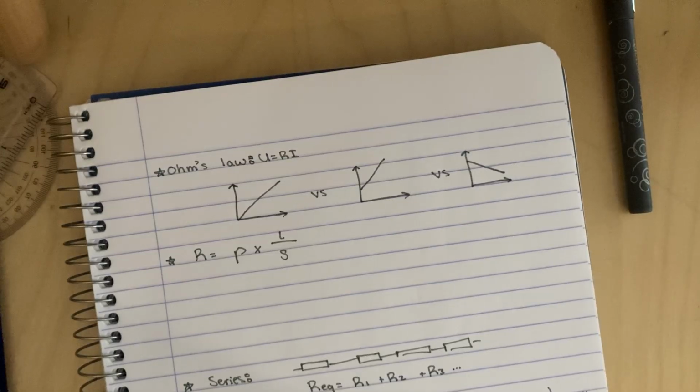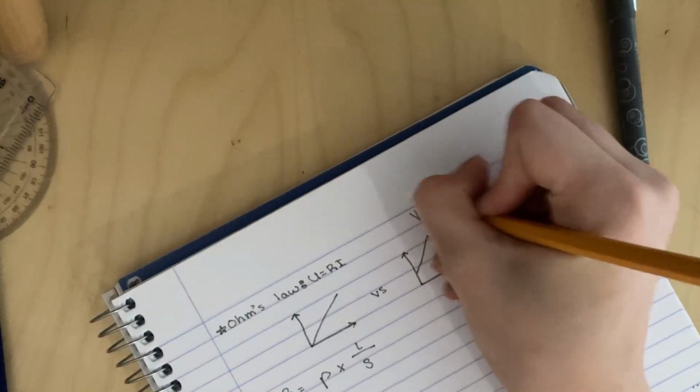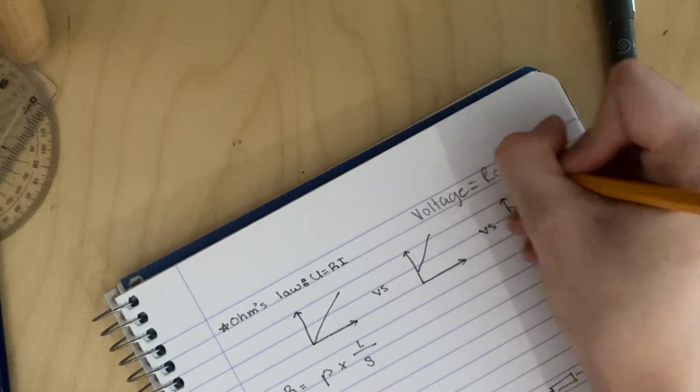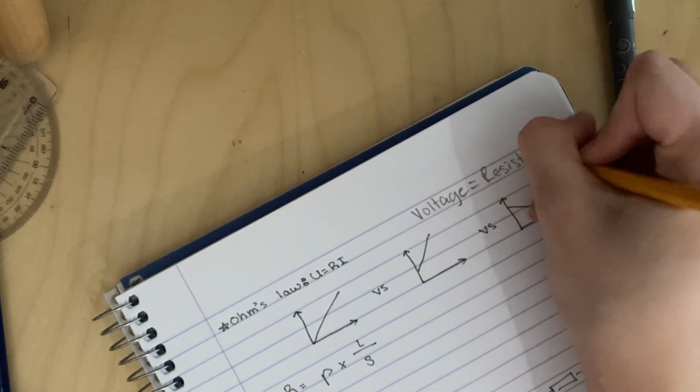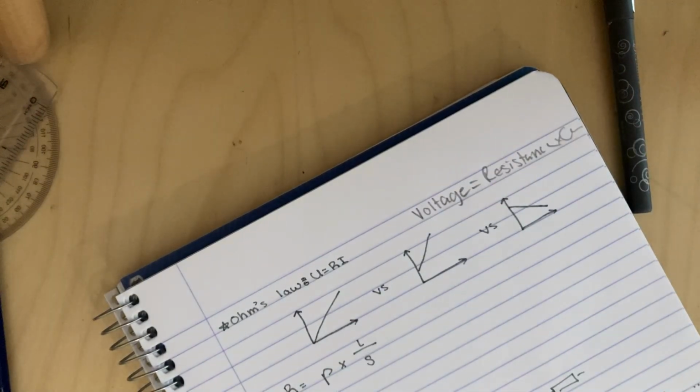Ohm's law says that U, or voltage, is equal to R, resistance, times I, current. So voltage equals resistance times current. Easy. Okay? There's one important thing about this.